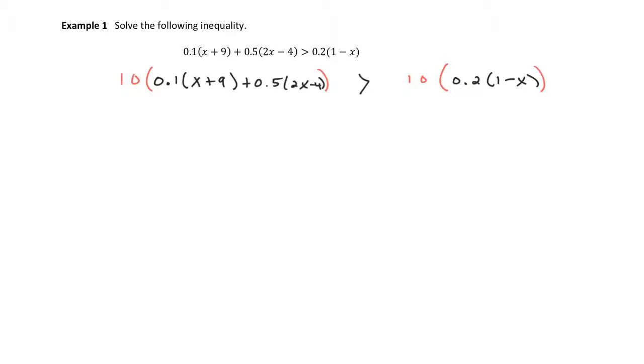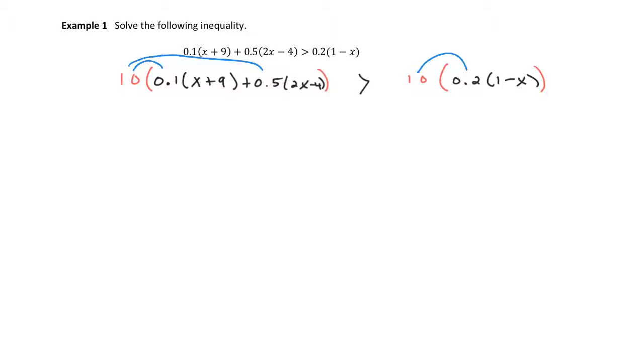One key thing to point out here is the greater than still holds true because I multiplied both sides by a positive number. The only time that this would change directions is if you multiply or divide both sides by a negative number. But that hasn't happened yet, so let's move forward. I'm going to take this 10 and distribute it to both of those terms.